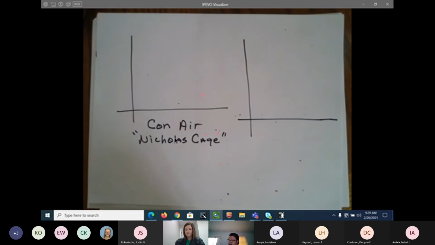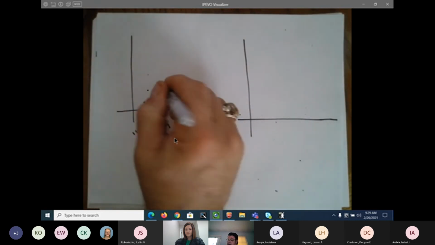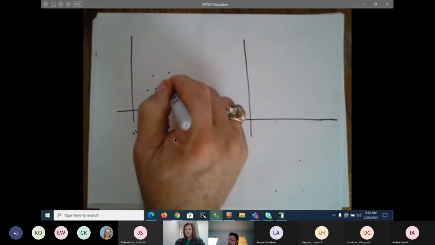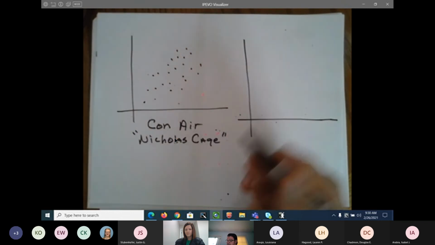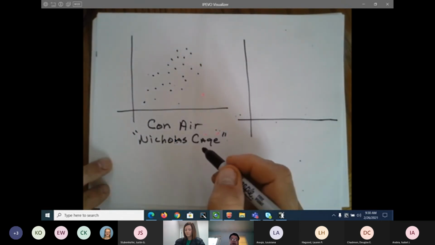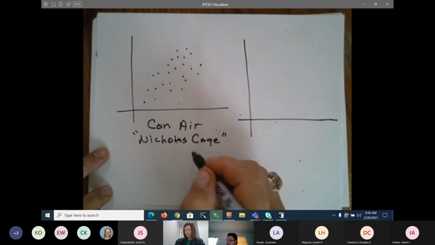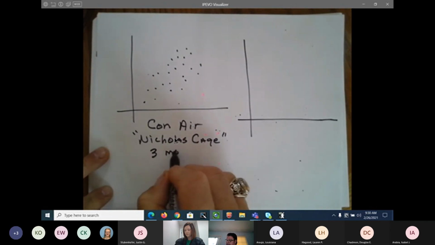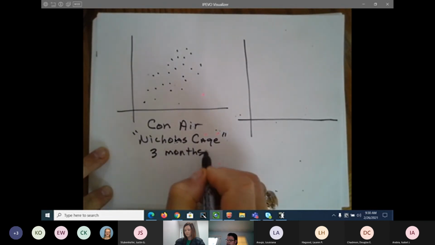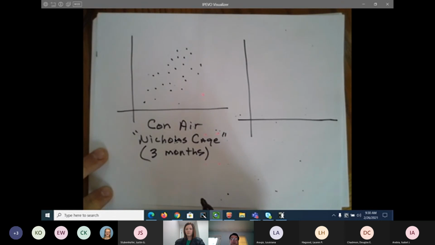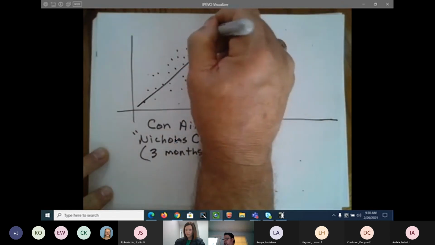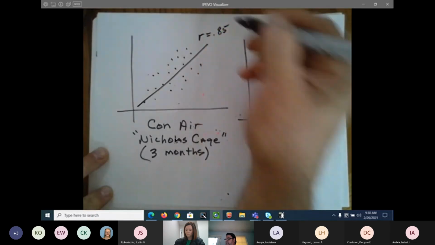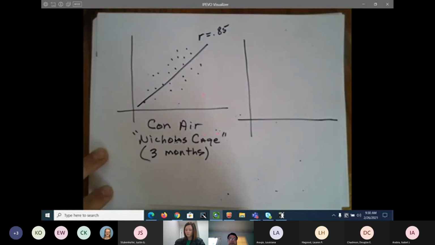actor. So, the movie Con Air, I'm working there and taking a class at Tri-County Tech in Math 120, and I have to turn in a project. So I do 3 months of statistics on Nicolas Cage's movie. And it looks like this, and I go, well, there's a correlation of 0.85. Everybody with me? I mean, that's not hard to figure out.